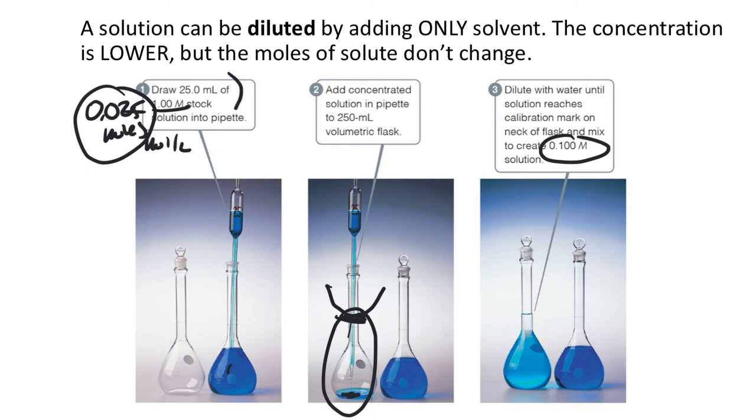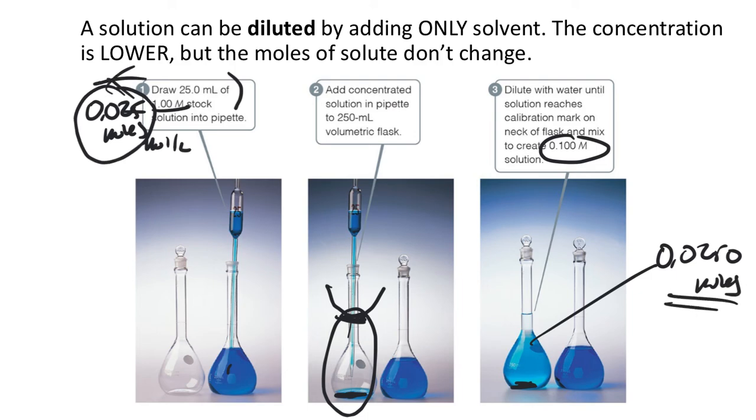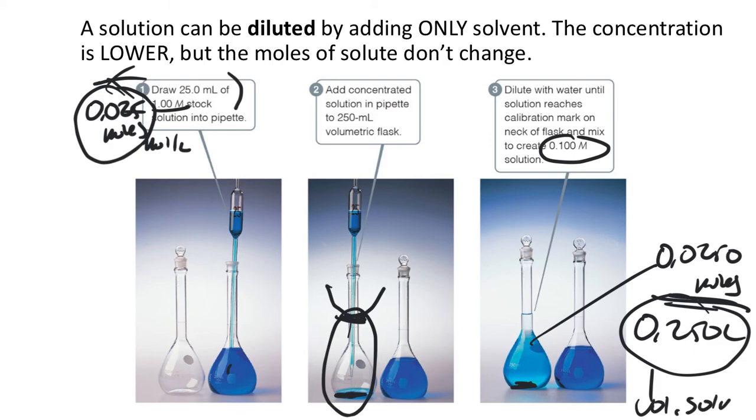Now, when I add that to here, the moles of my solute aren't changing. So the moles of my solute in my final solution is still 0.0250 moles. I'm not changing the number of moles of the solute by diluting. I'm just changing the volume of the solution. So instead of this being 25 mL, as it was before, it's now 250 mL. 0.250 liters is now the volume of my solution. So 0.025 divided by 0.25 is 0.100 mole per liter. So the way a dilution works is we're not changing the moles of the solute, we're just changing the volume of the solution.